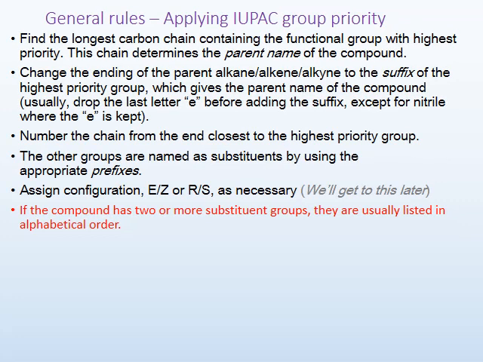We are now ready to revise the IUPAC nomenclature rules to include what we just learned. First, you must find the longest carbon chain containing the functional group with highest priority. This chain determines the parent name of the compound. Change the ending of the parent alkane, alkene, or alkyne to the suffix of the highest priority group, which gives the parent name of the compound. Number the chain from the end closest to the highest priority group. The other groups are named as substituents by using the appropriate prefixes.